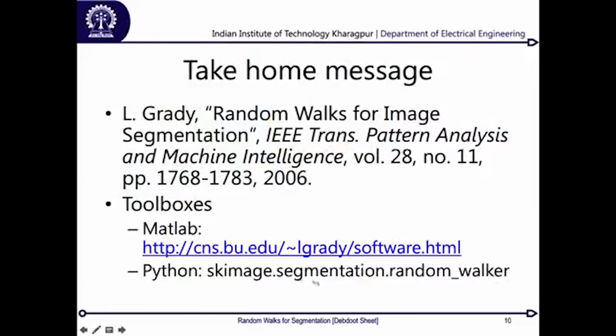And Python also has its own random walker solver, which is within the skimage segmentation routines, so you can make use of this particular one as well for doing your random walks segmentation methods for medical images.